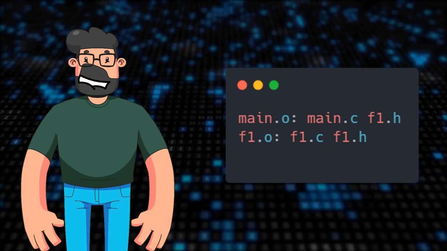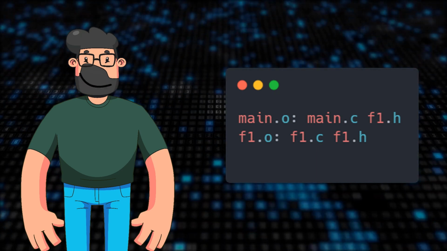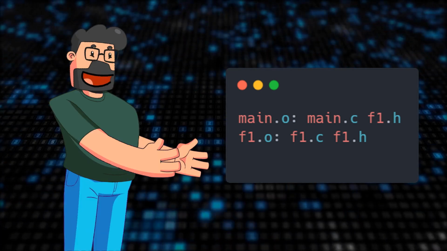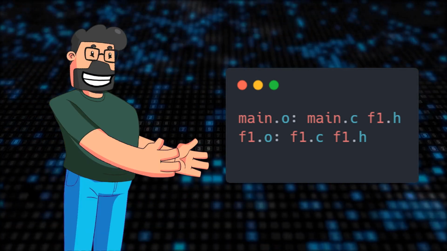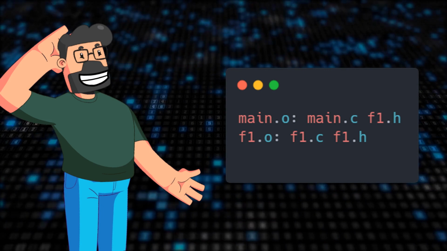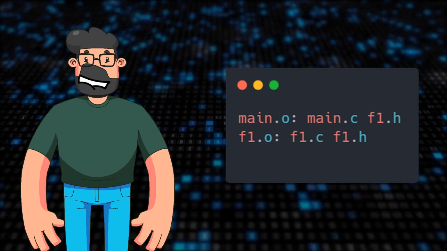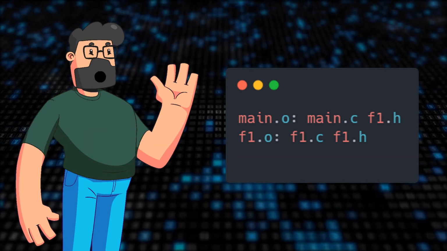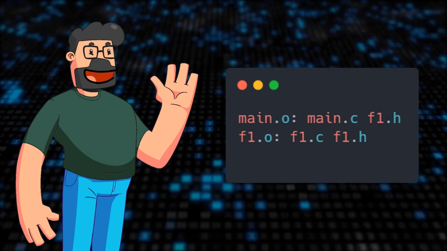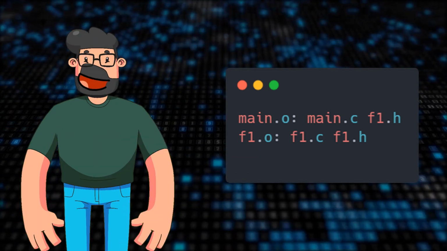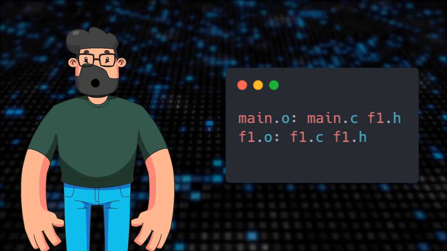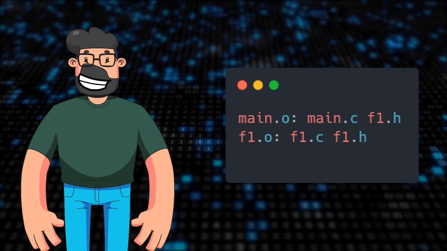Now, let's delve into the solution that will help us overcome this obstacle. By tweaking the makefile with a slight adjustment, we can resolve the issue at hand. The key lies in updating the rules for compiling main.o and f1.o to include the path to the header file. This ensures that the compiler knows where to find the necessary header file during the compilation process.